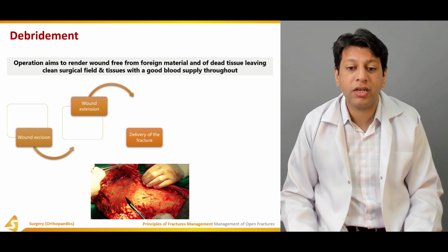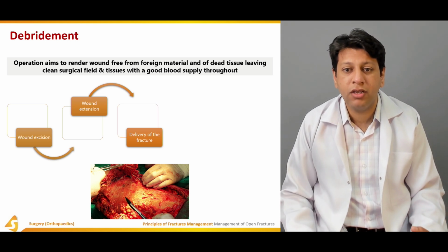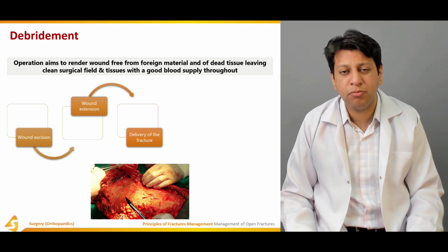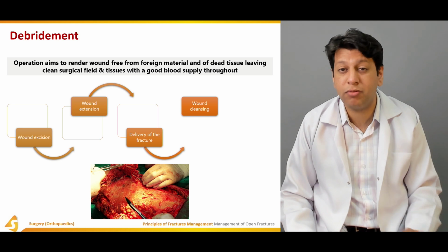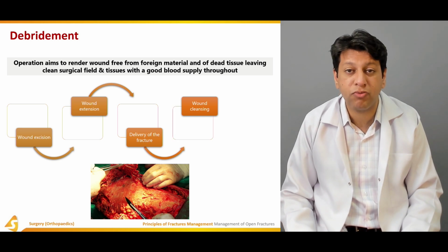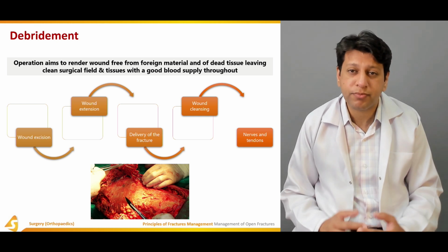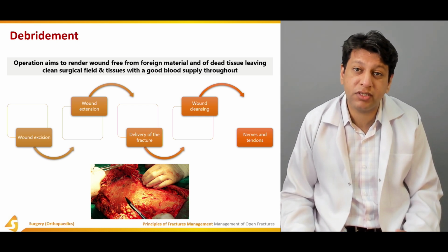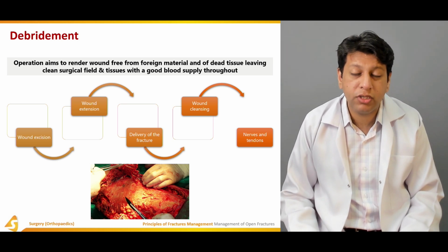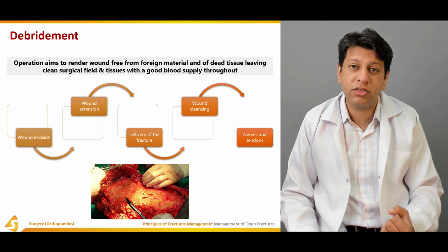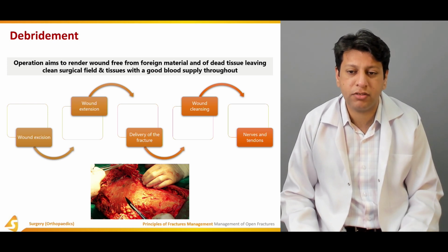Then delivery of the fracture out of the wound is done, and temporary fixation of the bone ends can be done in the form of an external fixator. Wound cleansing can be done with a copious amount of normal saline, and we have to remember that we sometimes have to save the nerves and tendons. But if they are dead, then we may have to take them out. But usually the tendons are preserved because later on these tendons would be important for muscle function.